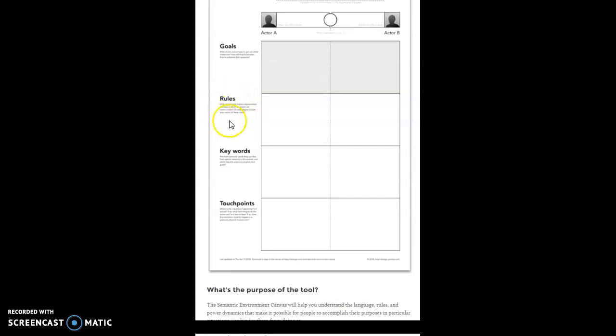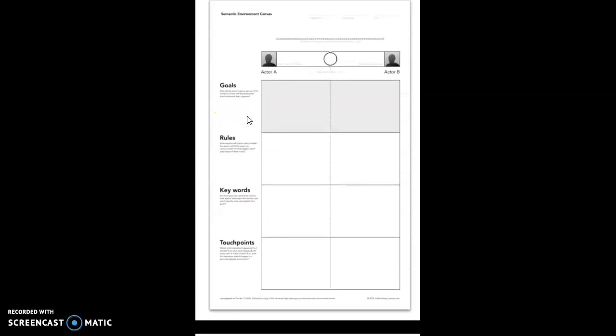So again, looking at this canvas, it's something that has been designed oftentimes for business conversations, but we're going to use it for our own purposes. And so adapting this to be the voice of the jackal and the voice of the giraffe. I hope that you enjoy it.